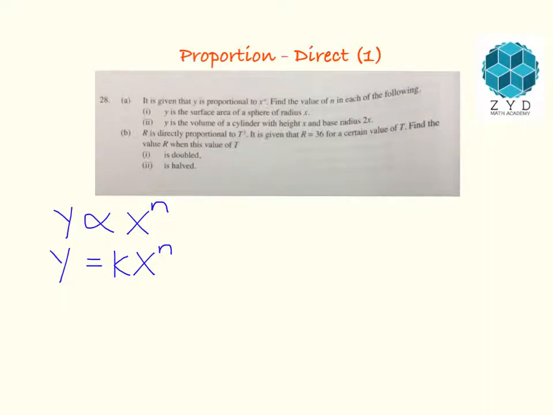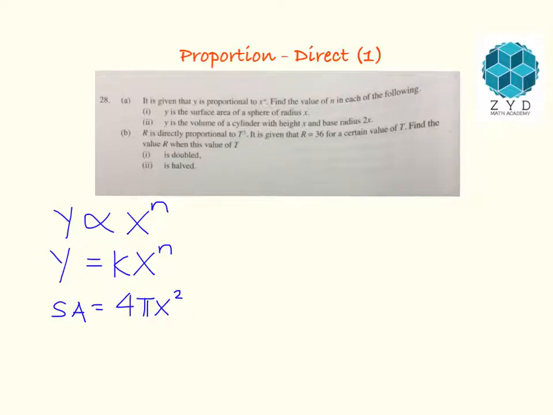So the next thing that we have to write is, since they said y is the surface area of a sphere of radius x, we need to write down the surface area of a sphere. So the surface area of a sphere is equal to 4 pi r squared, where r is x, right? So 4 pi x squared.